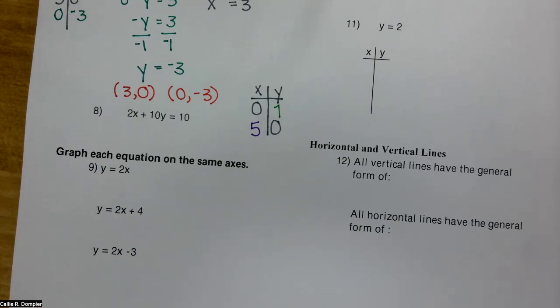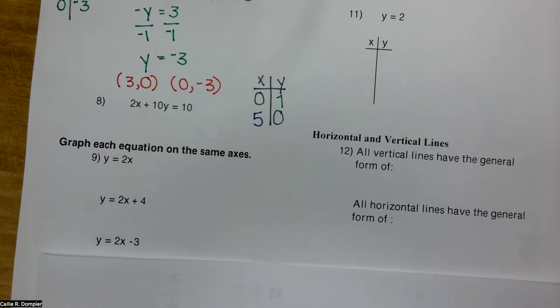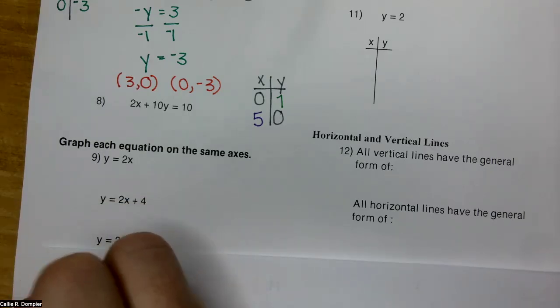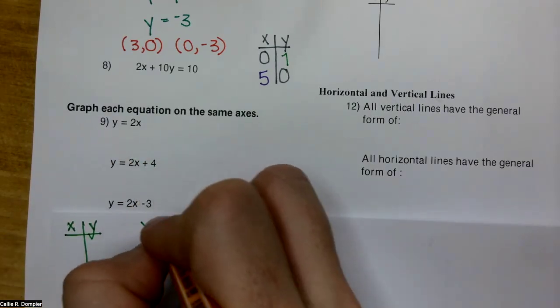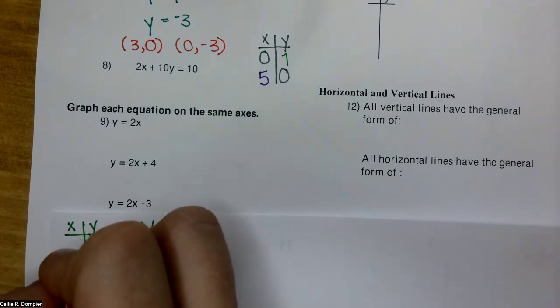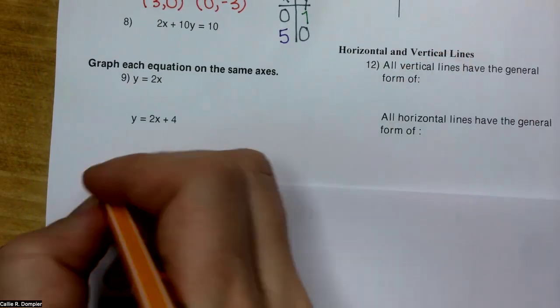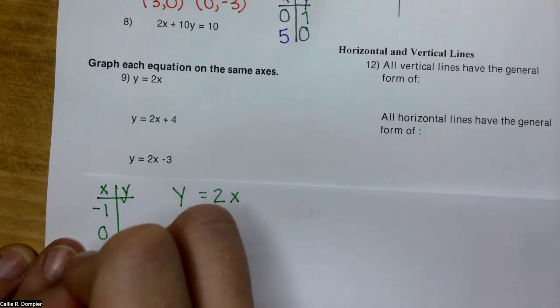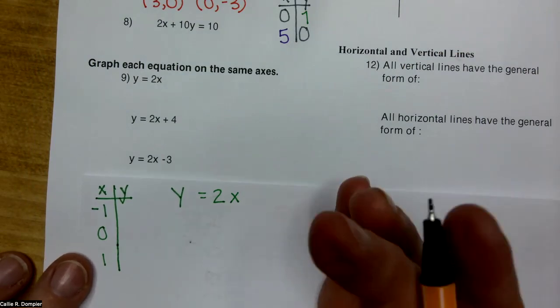Okay? Now they're asking us to graph all three of these equations on the same axis or on the same graph, okay? So here we have y equals 2x. I'm going to make a little table of y equals 2x. I need at least 2 points. I like to make 3 points though, okay? You don't have to find the y-intercept if you don't want. It's kind of almost easier to just put in -1, 0, and 1. Those are 3 points that you can use just because those numbers are pretty small, okay?